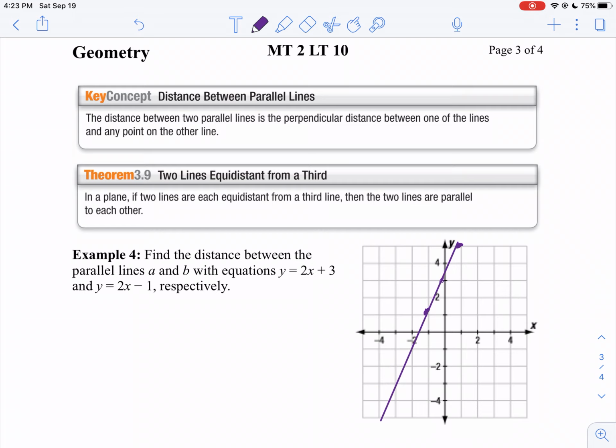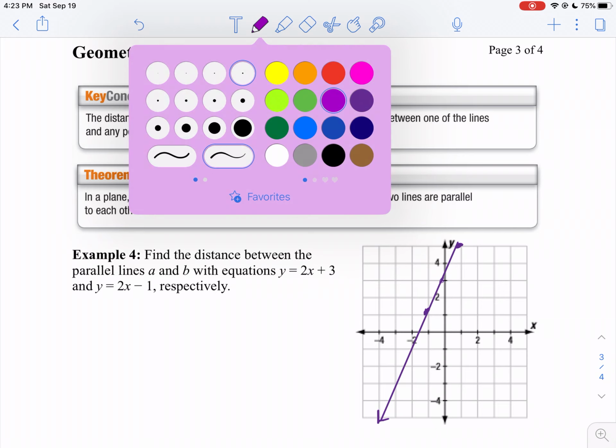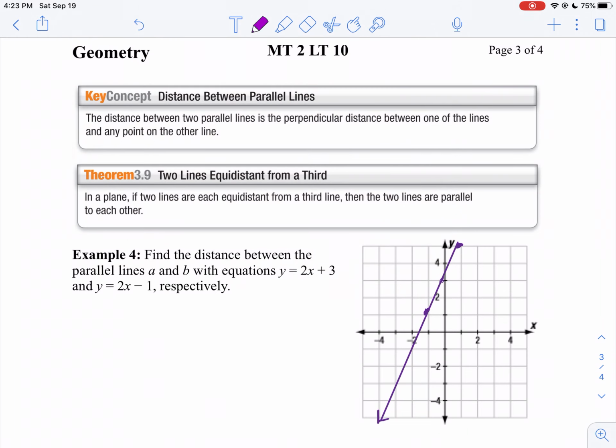Good. Then I'm going to pick my other line. I'm going to graph that too so I can see it. So this one has a y-intercept of -1, still has a slope of 2. And my two lines are parallel.